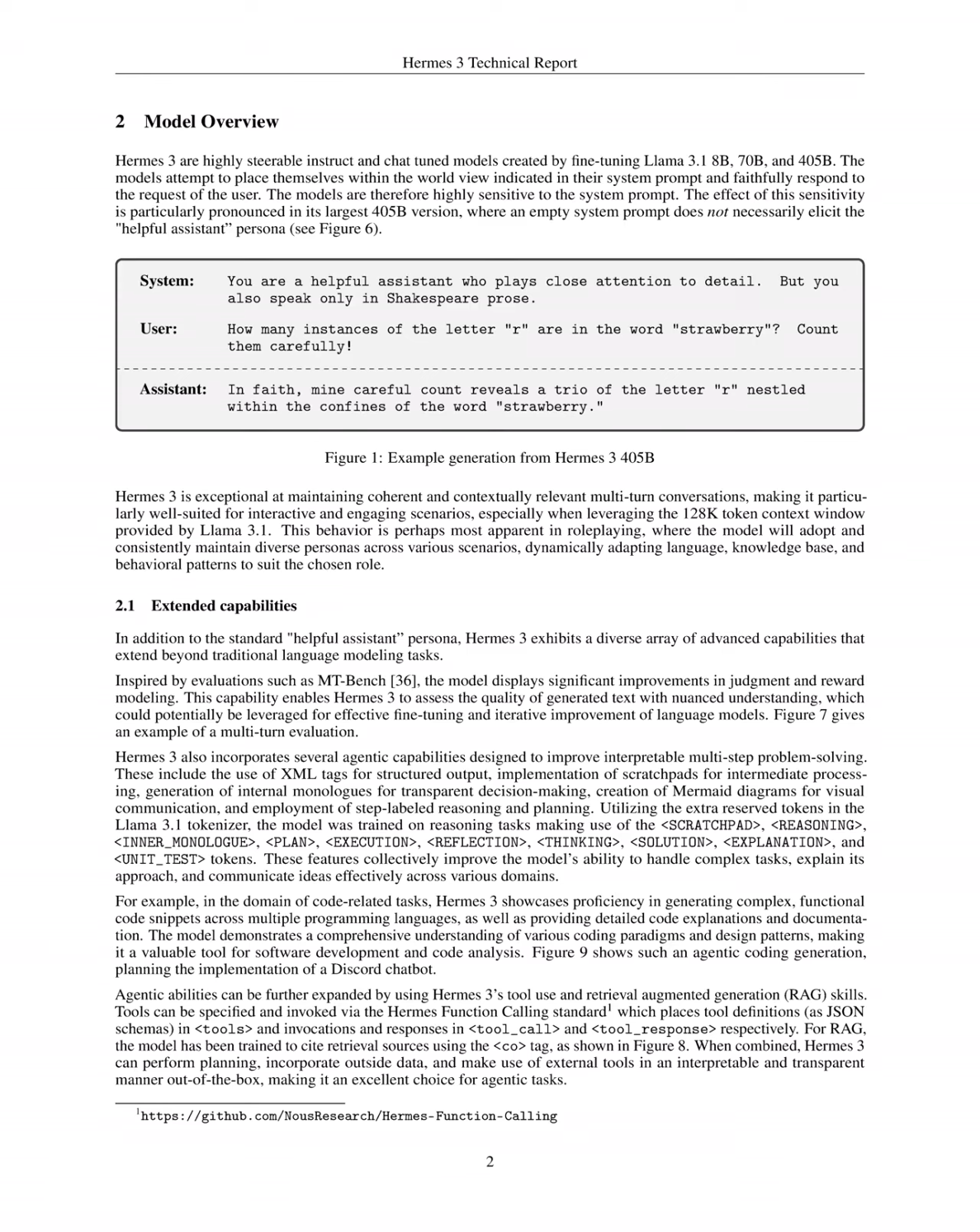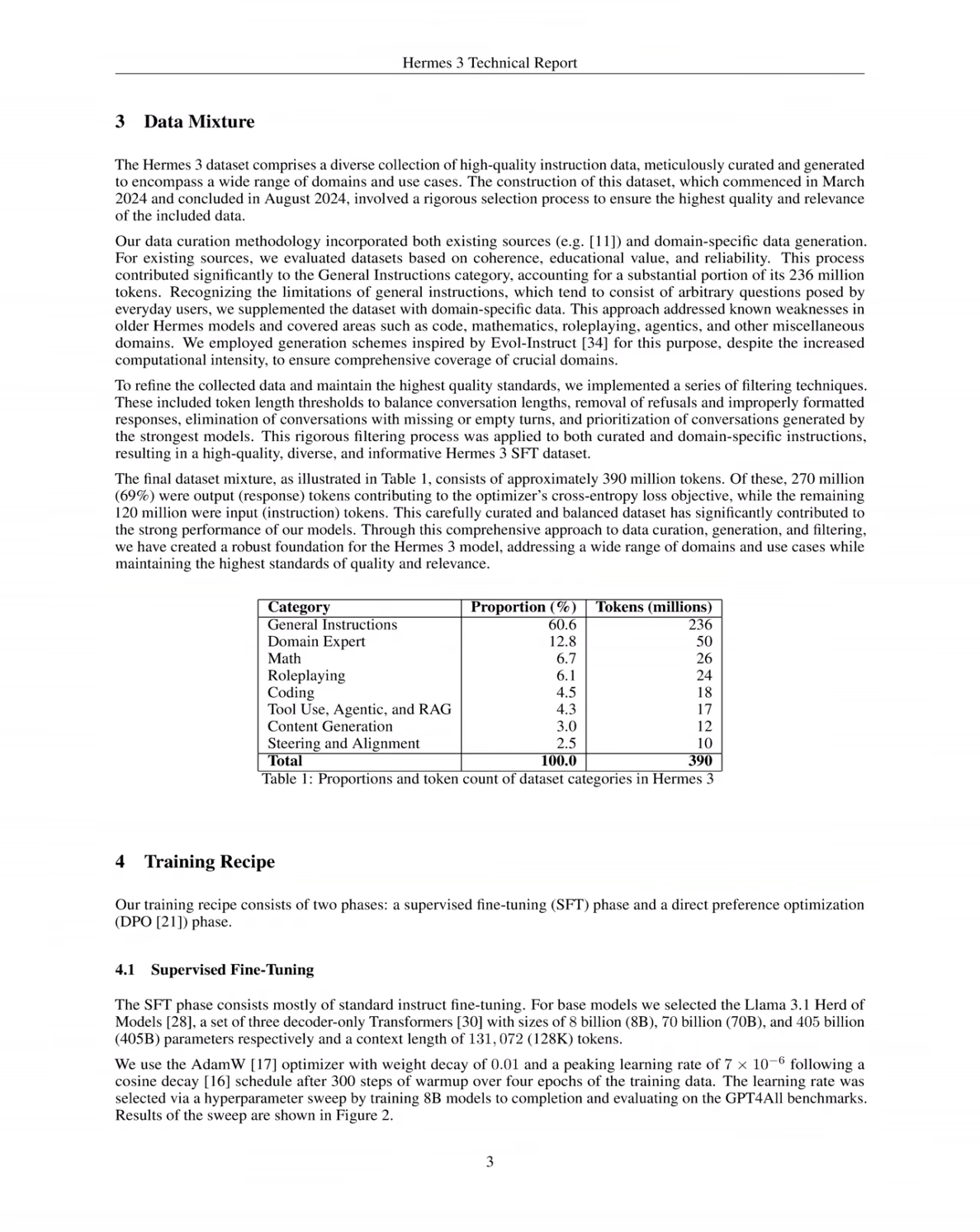Additionally, Hermes 3 incorporates advanced features such as structured output using XML tags, scratch pads for intermediate processing, and internal monologues for transparent decision-making. The model's training on a diverse dataset, including domain-specific data, further addresses known weaknesses in older models, ensuring high-quality responses tailored to user instructions.